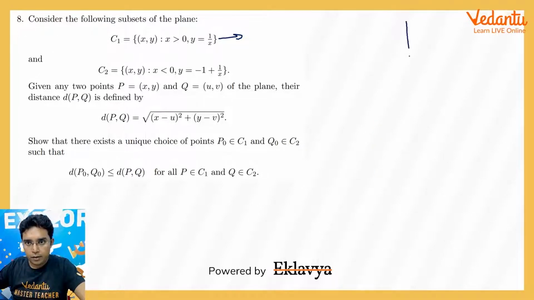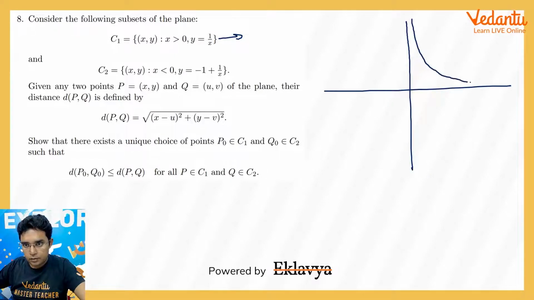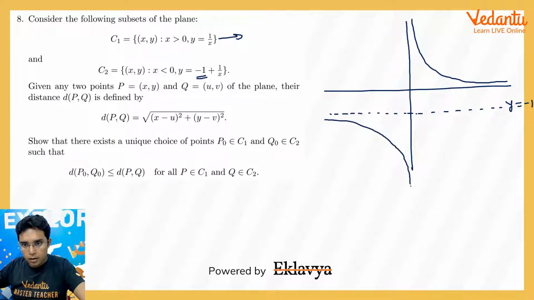The first one, C1, will be like this. And C2 is another rectangular hyperbola, but we have lowered the value by magnitude 1, and this is for x less than 0. So if I draw the line y is equal to -1, this is how my other curve C2 would be. This is C1, this is C2.